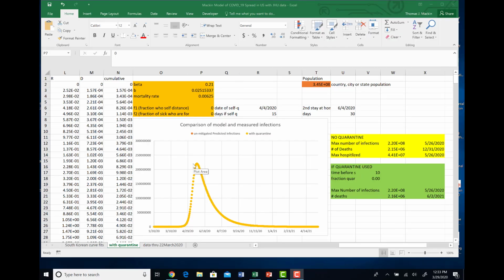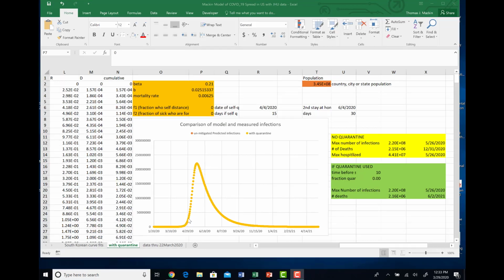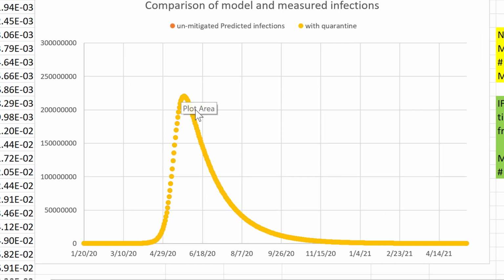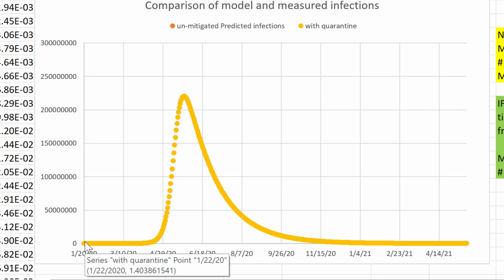This is the spreadsheet that I've been using for the videos that I already produced. You see the classic epidemic curve here in yellowish, and this is an unmitigated rise in infections brought about by introducing one sick person into the U.S. population on the 20th of January. By unmitigated, it means we do nothing. We just let it happen.